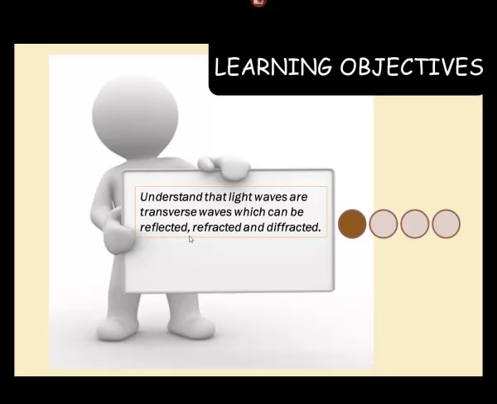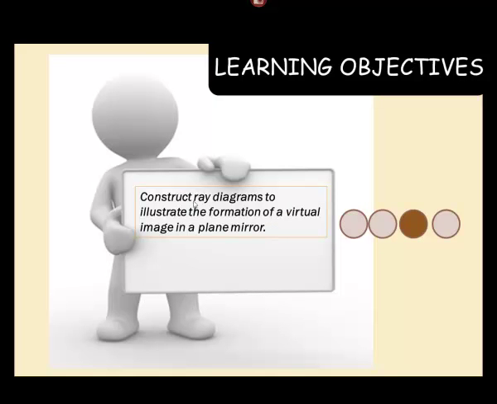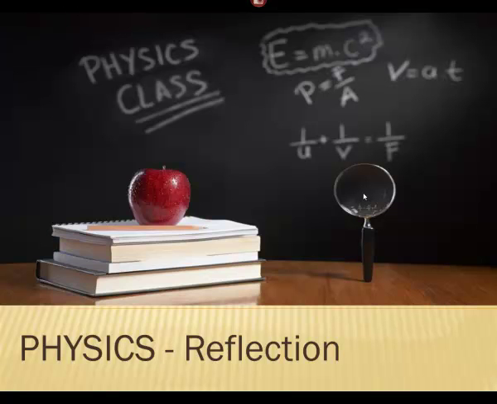Right, so let's just check what we have done. We've been looking in this video at the term reflection. We've been able to use the laws of reflection to show that the angle of incidence always equals the angle of reflection. And lastly, we can now construct ray diagrams to illustrate the formation of a virtual image in a plane mirror. Now I think we've done that, so we can tick that off. We've done all three of those things there. We tick all those off. So that's the end of this little video on reflection.